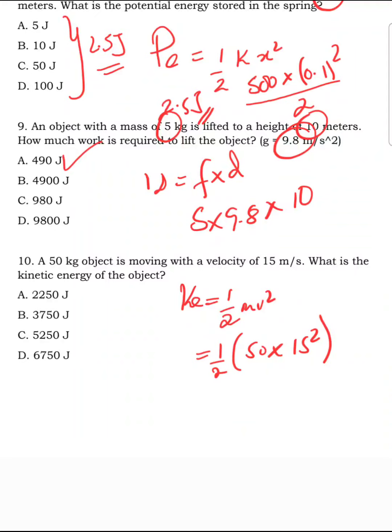Let me just do the correct multiplication. So 15 squared, and then multiply by 50, we divide by 2. I'm getting 5625 joules. If it's not here, then this is the answer.